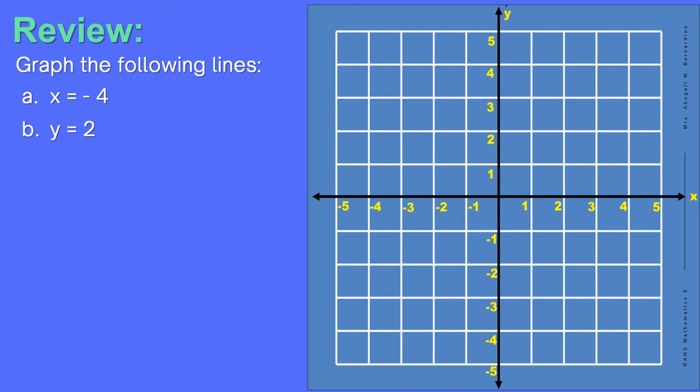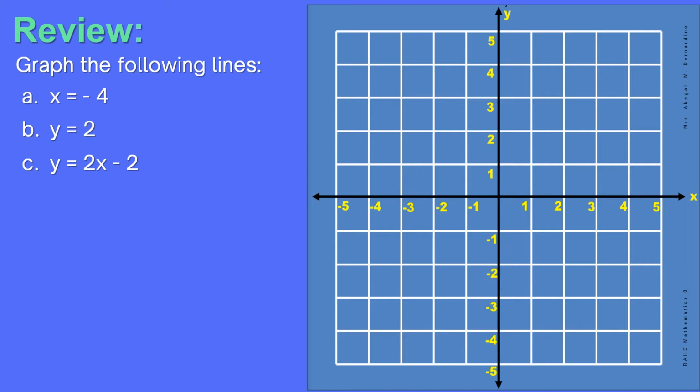Next, for letter C, we have y equals 2x minus 2. Here, we have negative 2. So we're going to plot the y-intercept at negative 2. Then, we have 2 over 1 as our slope. So we're going to rise 2, then go to the right 1. Okay, and here it is. Then, connect the points.